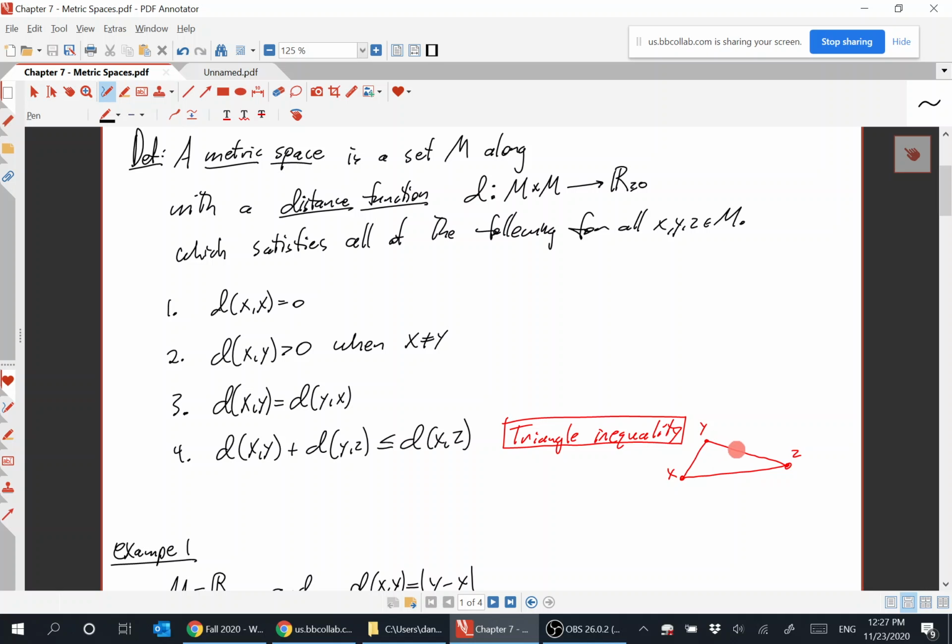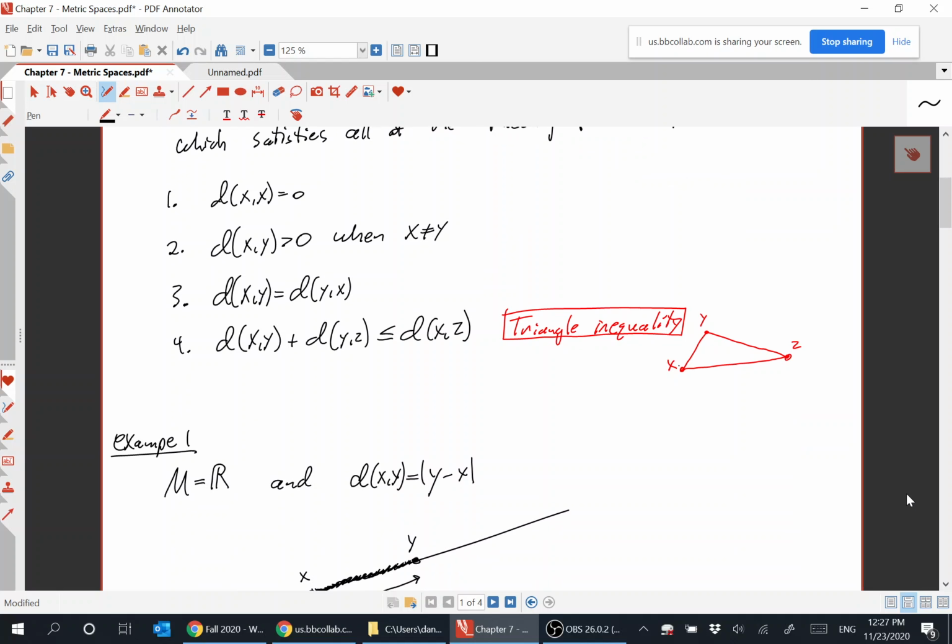sort of brings this figure to mind. Not that we're talking about triangles. Okay, we're talking about a metric space, which is an abstract thing, and what you think of as a triangle may not be a triangle.